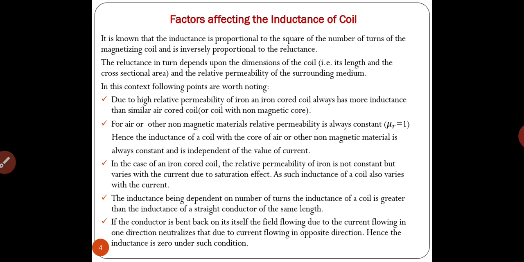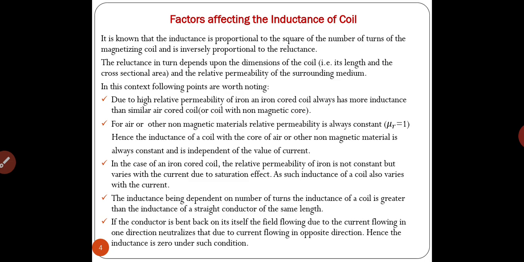For air or other non-magnetic materials, relative permeability is always constant and mu r is equal to 1. The relative permeability for air or vacuum medium or non-magnetic materials is always 1, or unity. Hence, the inductance of a coil with the core of air or other non-magnetic material is always constant and is independent of the value of the current. So, in this case, we have understood that the relative permeability of the non-magnetic material is always constant and it is unity and is independent of the value of the current. Whatever may be the current value, the permeability will be unity and it will not differ with the changing current.